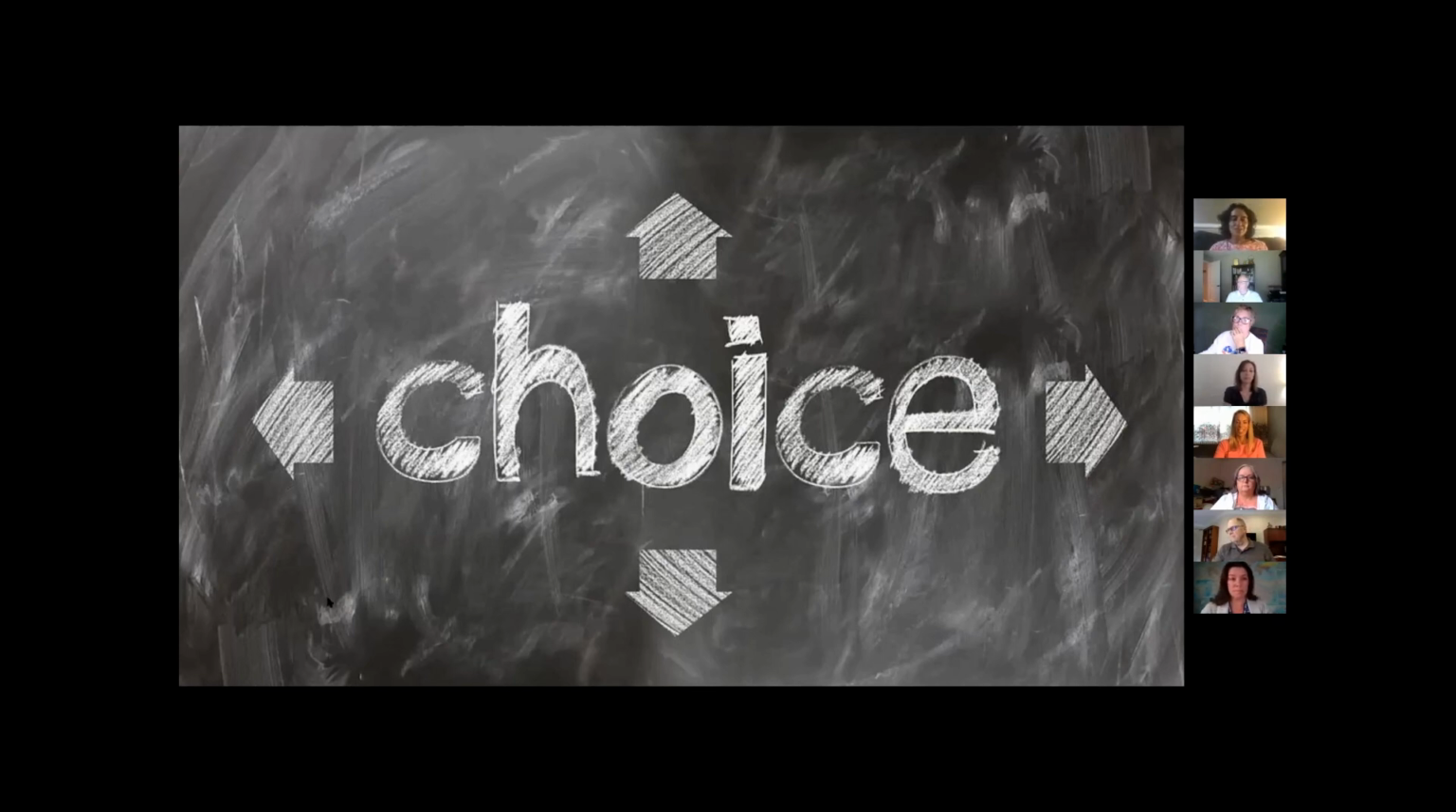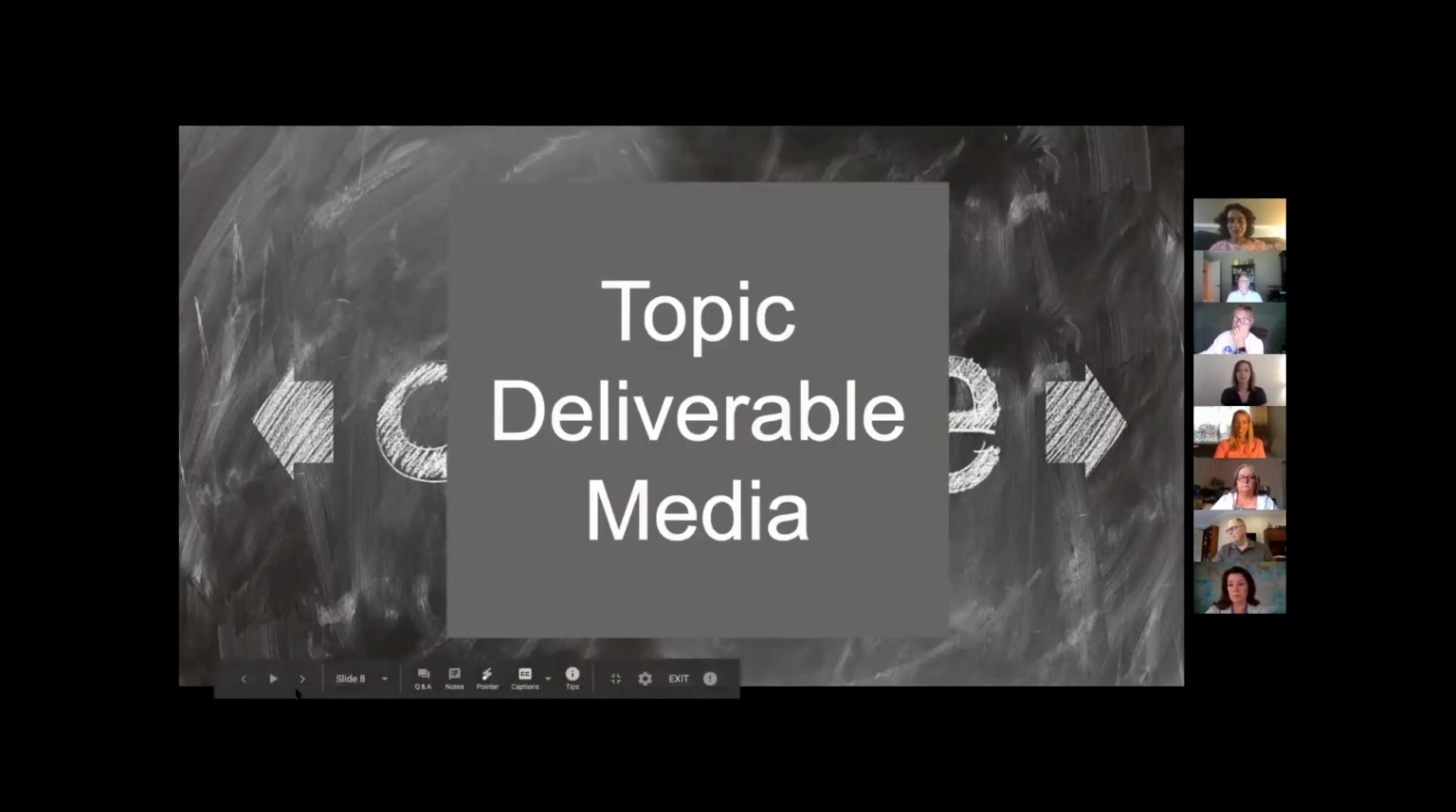As we think as educators about offering choices, some of the really low-hanging fruit is giving students choice in a topic that they're going to pursue and the deliverable. So this is about: what are you going to do to help me understand that you learned this? How are you going to show me? So giving them choice in that deliverable. And also giving them choice in media.